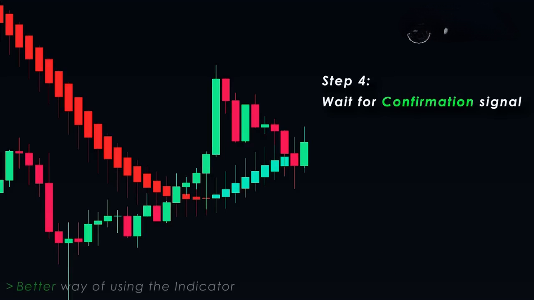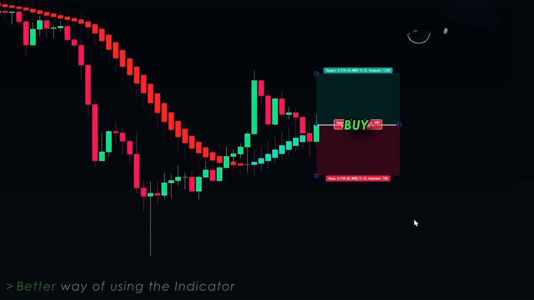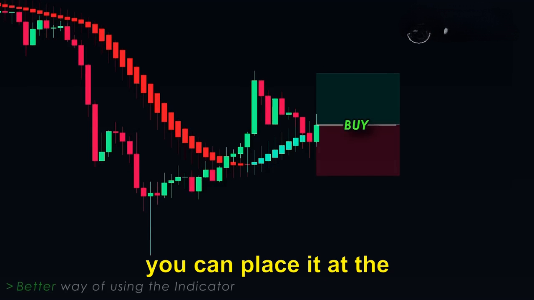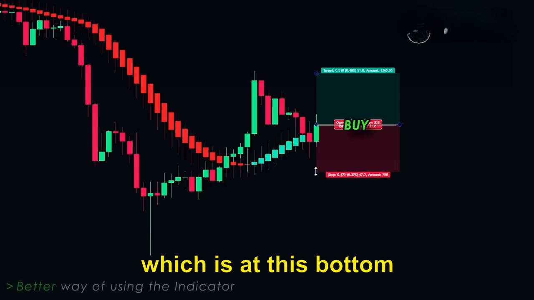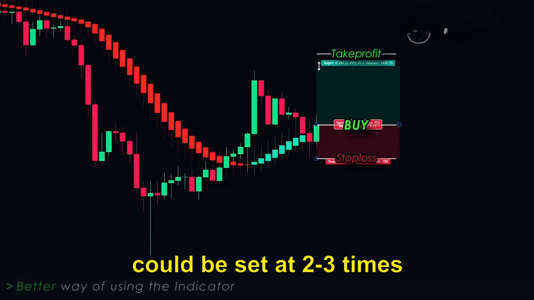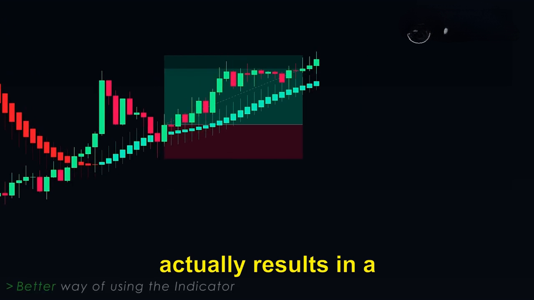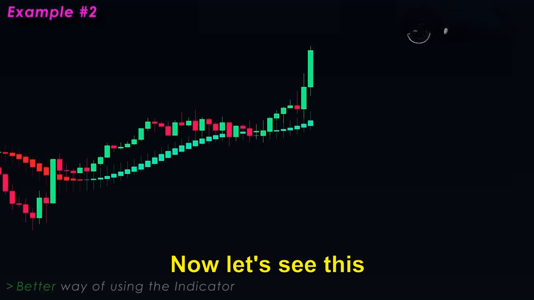So, because we already have our confirmation signal, we can now take a buy position right here. Now for your stop loss, you can place it at the nearest swing low, which is at this bottom candle wick, and your profit target could be set at 2 to 3 times the stop loss. Notice that using the indicator this way actually results in a better entry signal. Now let's see this example.